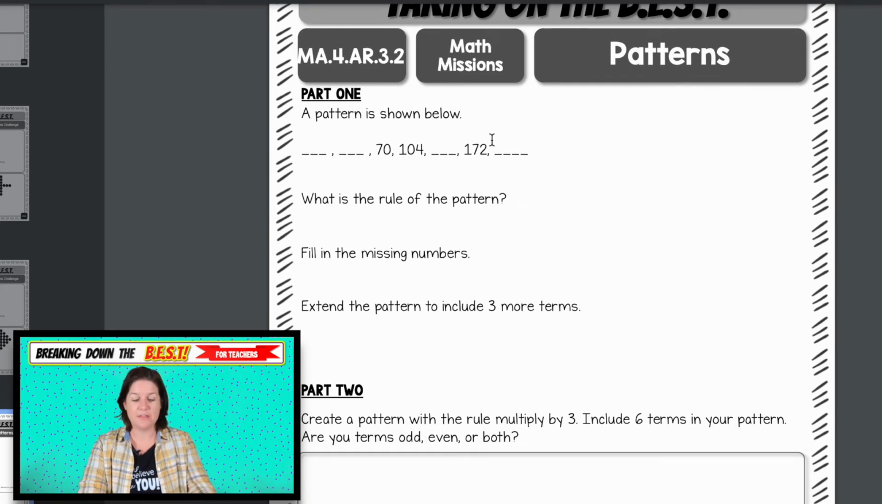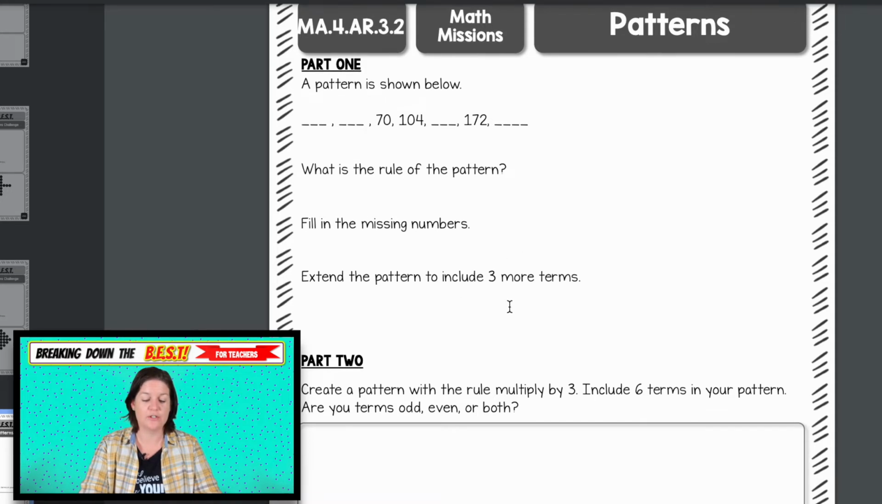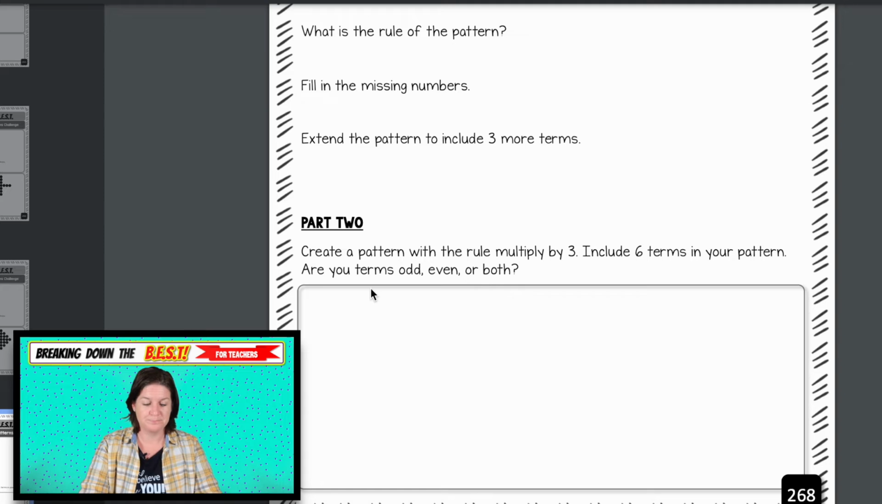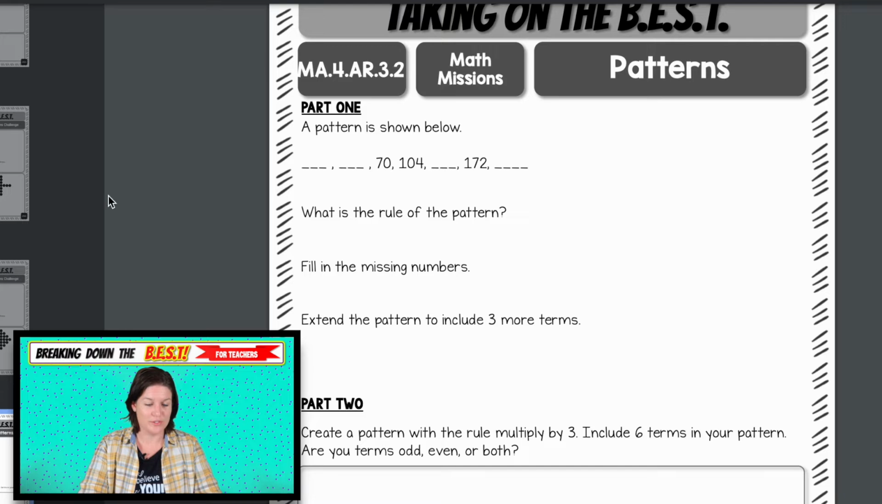Okay. Here's your math mission. It says this is a math task that combines all the elements of the standard and increases the rigor, the responsibility of the student's thinking. So part 1, a pattern is shown, blank, blank, 70, 104, blank. So we've got missing values throughout. What's the rule? Fill in the missing numbers and extend the pattern to include 3 more terms. Create a pattern with the rule of multiply by 3. Include 6 terms in your pattern. Are your terms odd, even, or both?